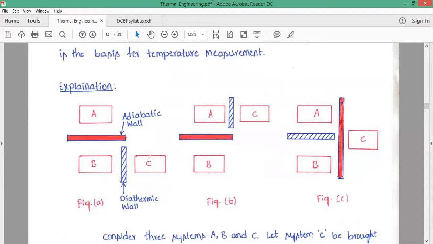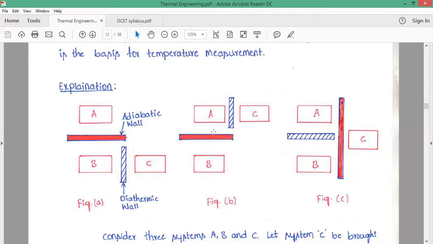Now, if I bring B and C in contact with each other through a diathermic wall, a spontaneous reaction takes place between systems B and C until thermal equilibrium exists between them. Heat can flow from B to C or C to B until they attain a state of thermal equilibrium. Until equality of temperature is reached, changes will happen. Now they are at the same temperature, right?